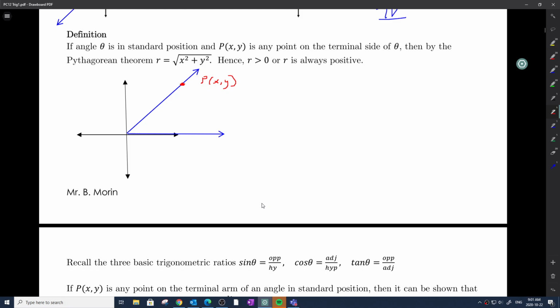Right, I made a picture to represent this, but I've yet to define what r really is. Angle theta, here's theta, is in standard position. So we can take the initial arm and measure it to the terminal. The way that I drew it, the terminal terminates in quadrant number 1, although it's not necessary. P(x, y) is a point on the terminal side of theta. Then, by the Pythagorean theorem, r is equal to the square root of x squared plus y squared. So r is what we call the radius vector.